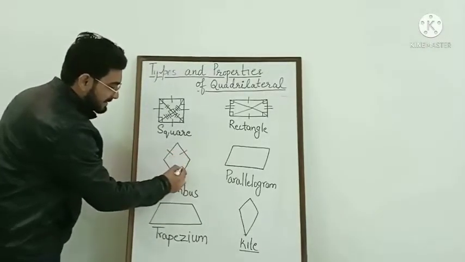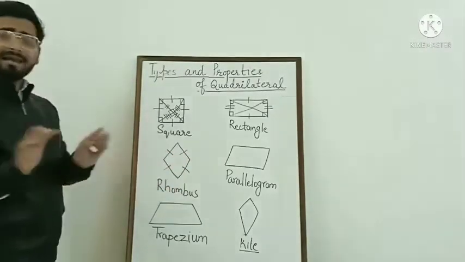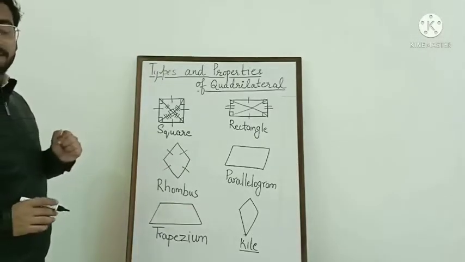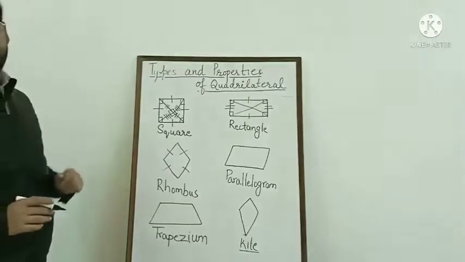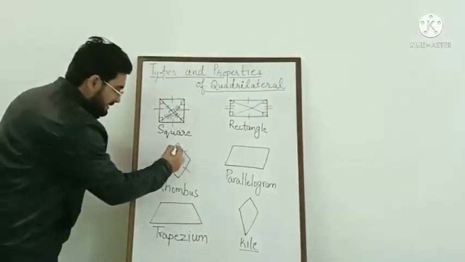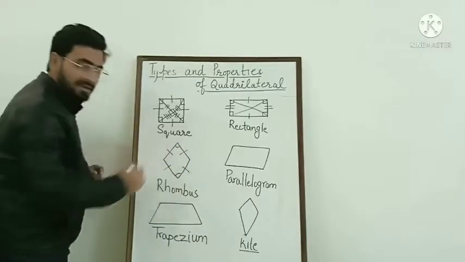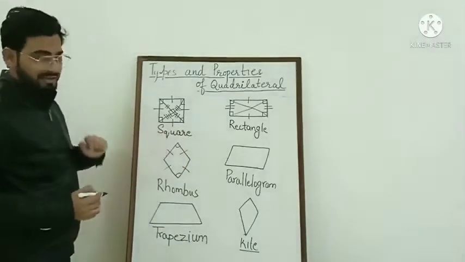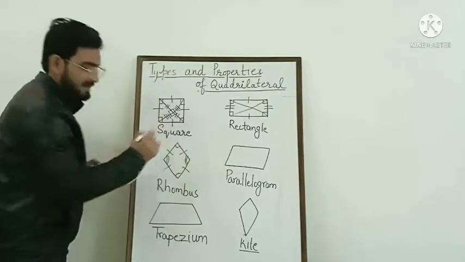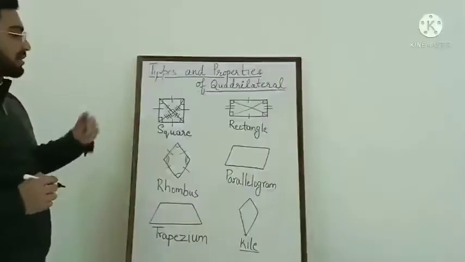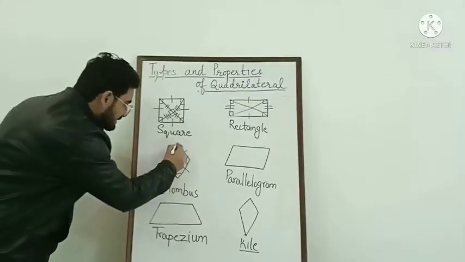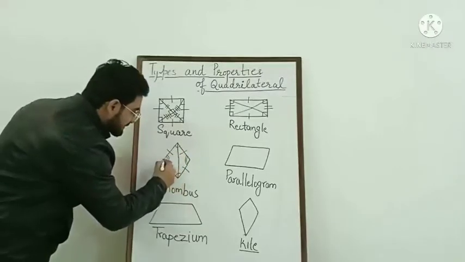Now if we talk about the rhombus, in a rhombus all the four sides are equal. This side, this side, this side and this side, all are equal. And if we talk about the angles of a rhombus, only opposite angles are equal. That means this angle is equal to this angle because these two are opposite angles, and this angle is equal to this angle.